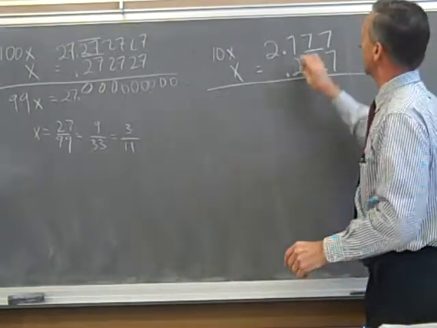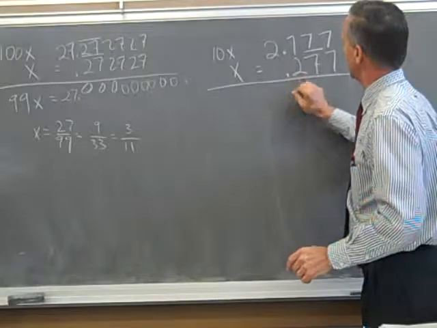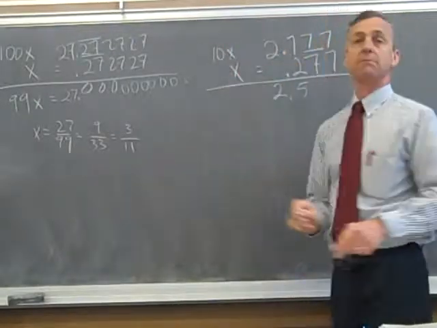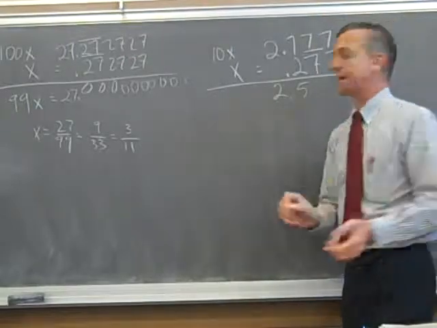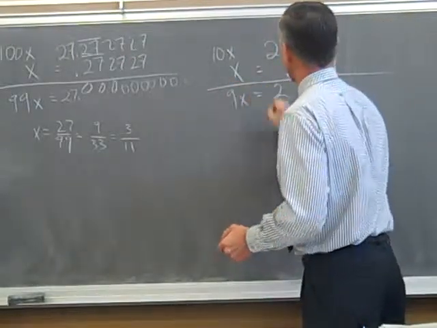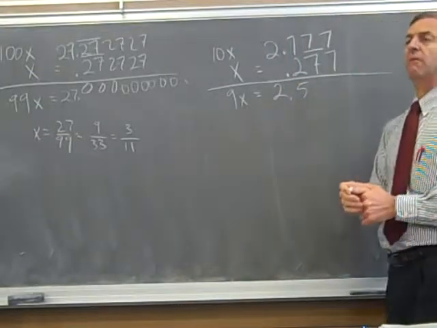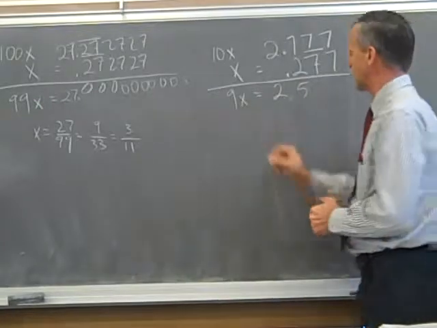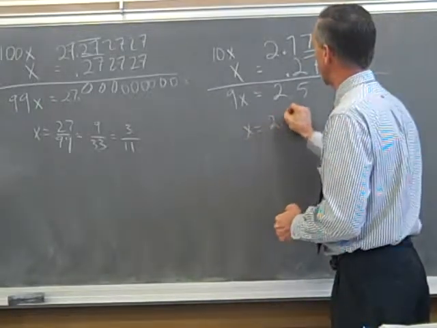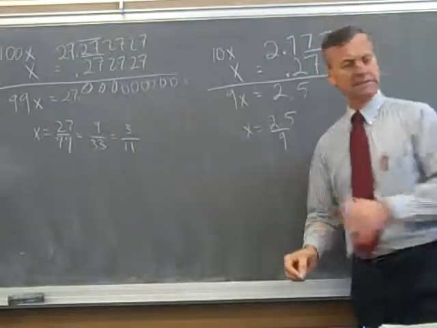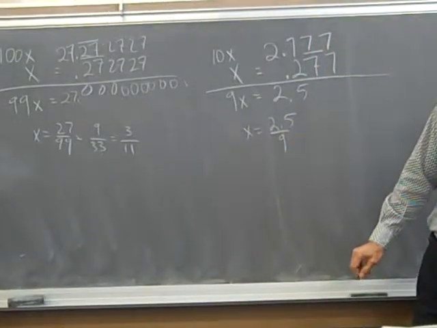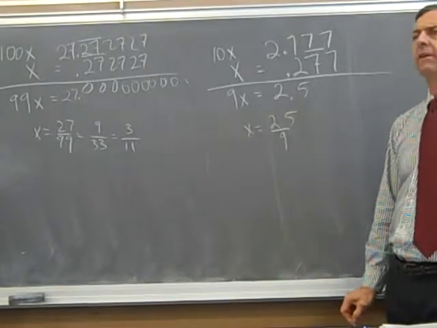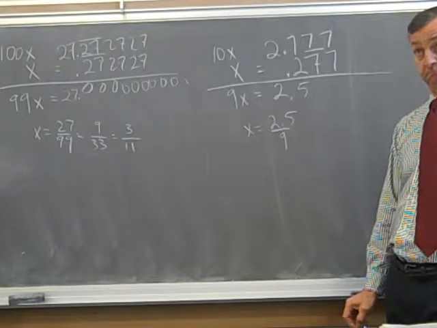So let's subtract. 7 minus 2 is 5. 2 minus 0 is 2. 10x minus x is 9x. So I've got 9x is equal to 2.5. I've almost got x alone. Divide both sides by 9. We get x is equal to 2.5 over 9. I don't like this because I've got a decimal in a fraction, and how do we get rid of that decimal? Same procedure.